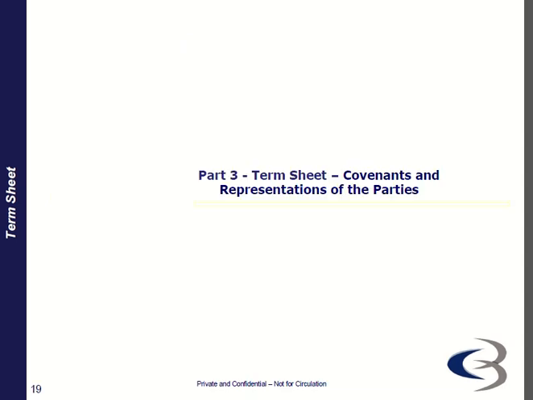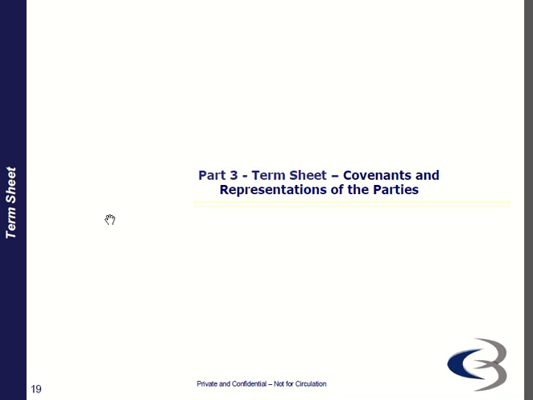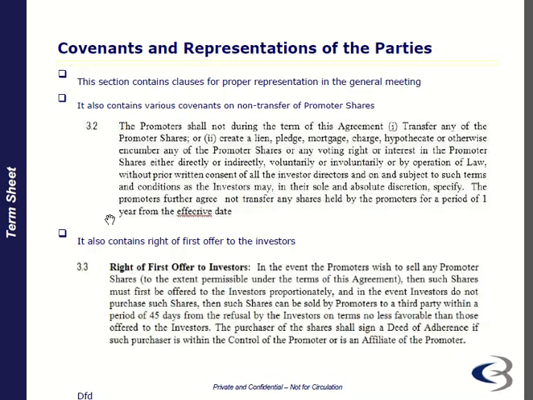This is one. And another is an unaudited statement. We can say that the investors have received and reviewed satisfactory copies of the documents to get a full-fledged idea of what is going on in the company. This agreement is accepted only if the following conditions are satisfied. So another condition is term sheet covenants and the representation of the parties.